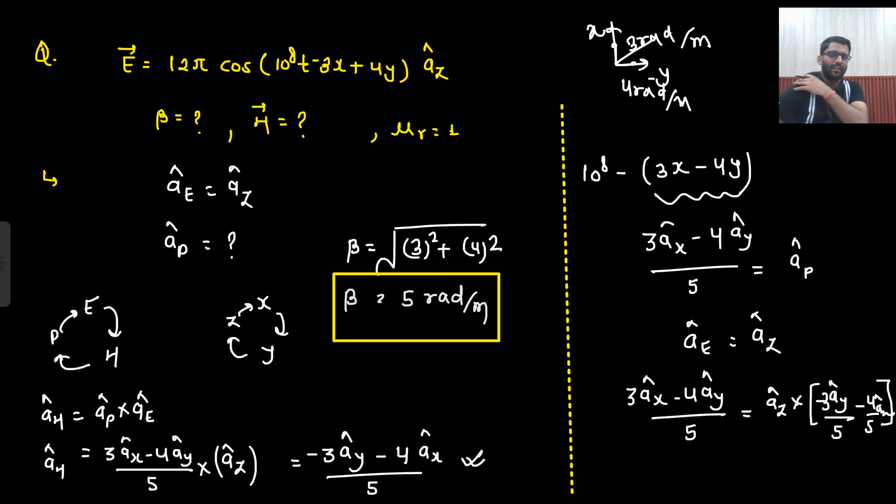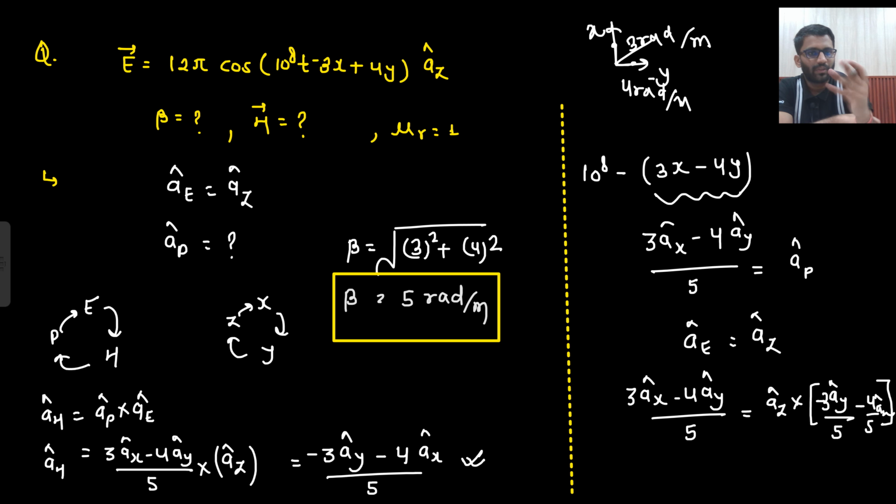Let me revise this question again. So what did we see here? Our electric field is going in the z direction. Our wave propagation is in 3x minus 4y, that is 3 ax cap minus 4 ay cap. And since I need to write down the unit vector, I divided by 5 as well. Now I need the value of H. So from there I taught you one new formula, which is E, H, P. E cross H will give you P, H cross P will give you E, and P cross E will give you H. So for H, I will apply P cross E. So what is the aH cap I am getting? Minus 3 ay cap minus 4 ax cap divided by 5. So this is the direction of H.